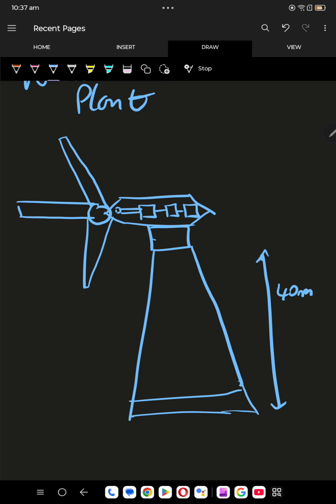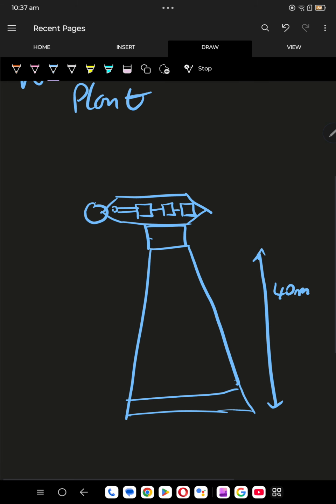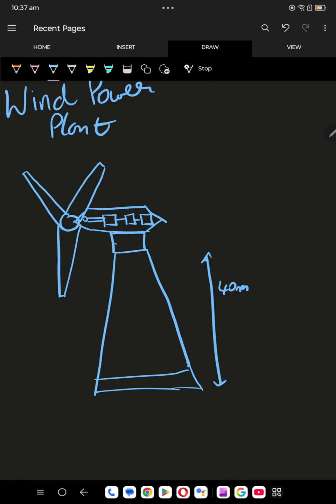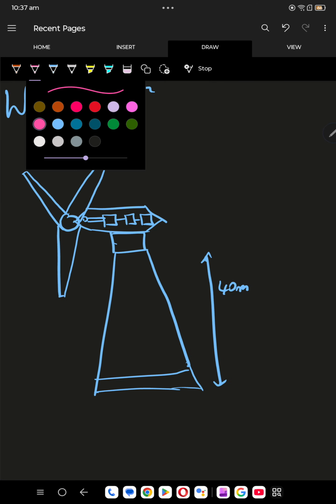In real, they don't look like this at all, but just for now, for the sake of it, I have drawn. Let me just try once again. I won't waste much of the time. Okay, so let's move on. I'll quickly label the parts.